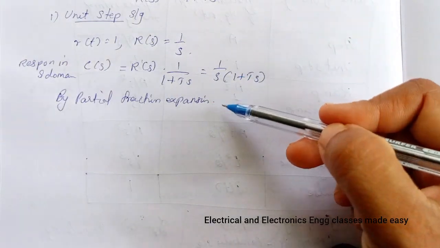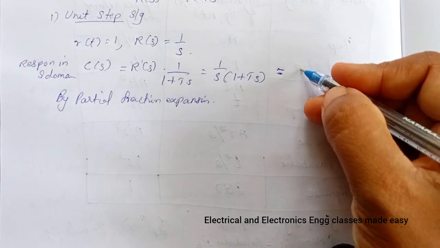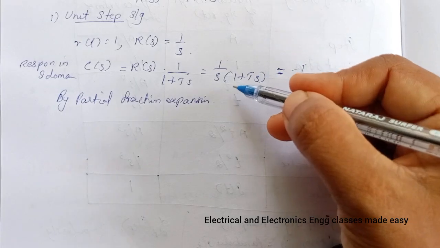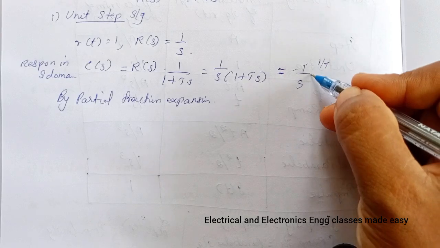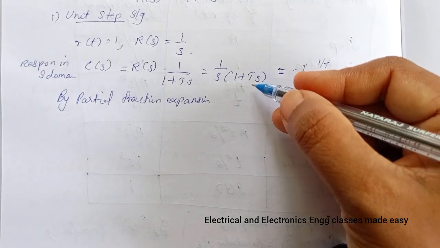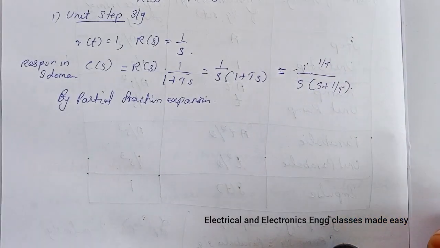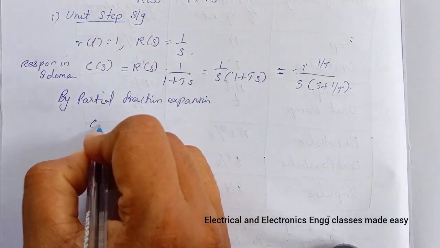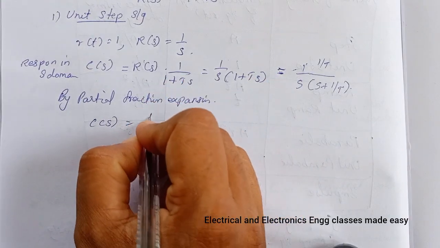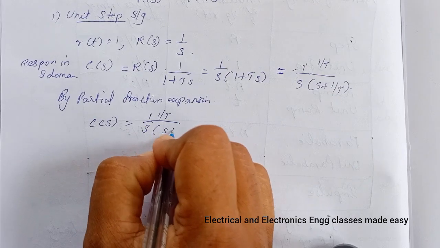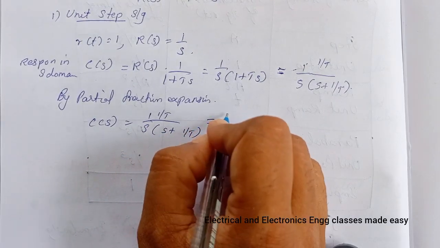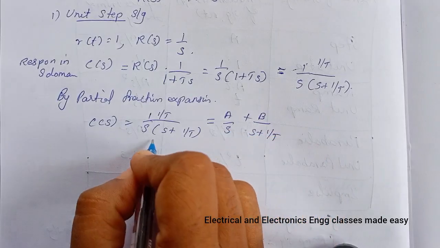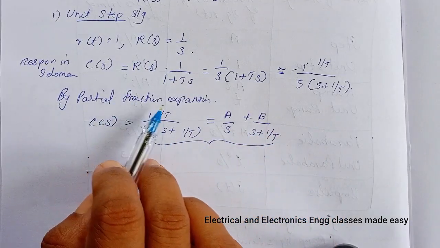So to go through the partial fraction expansion, we are arranging this one, that is 1 by s into, we take this t outside, so here we can write 1 by t divided by s into s plus 1 by t. Now we can do the partial fraction expansion. So this c of s we can write 1 by t divided by s into s plus 1 by t, and this is equal to a divided by s plus b divided by s plus 1 by t. So this is by partial fraction expansion.